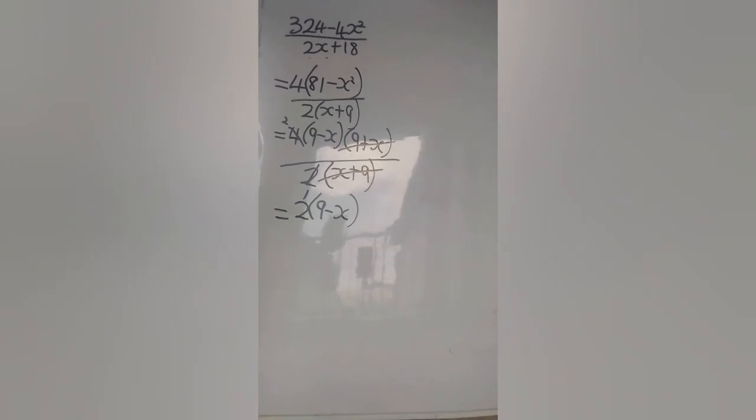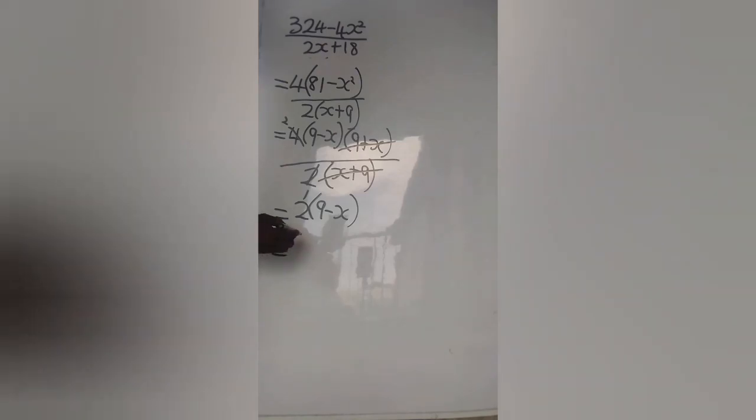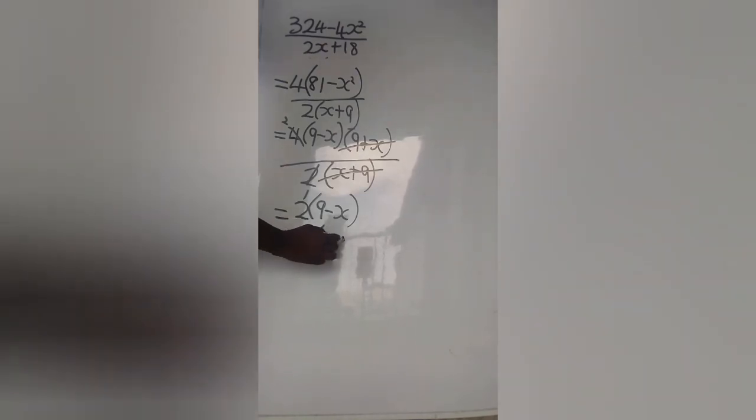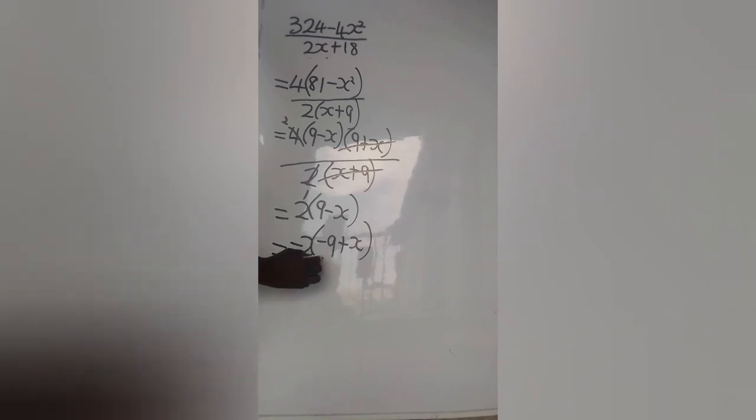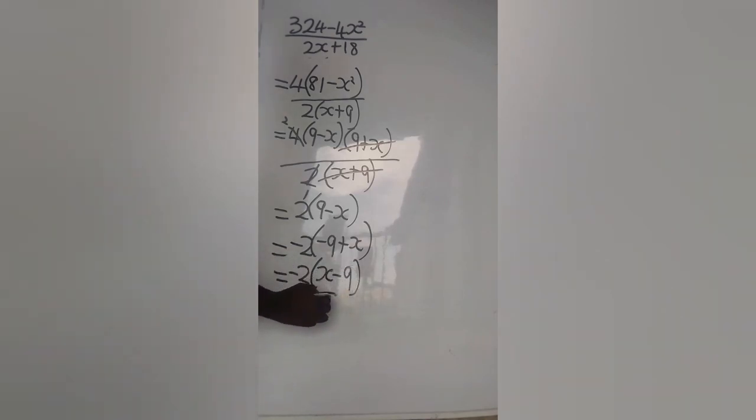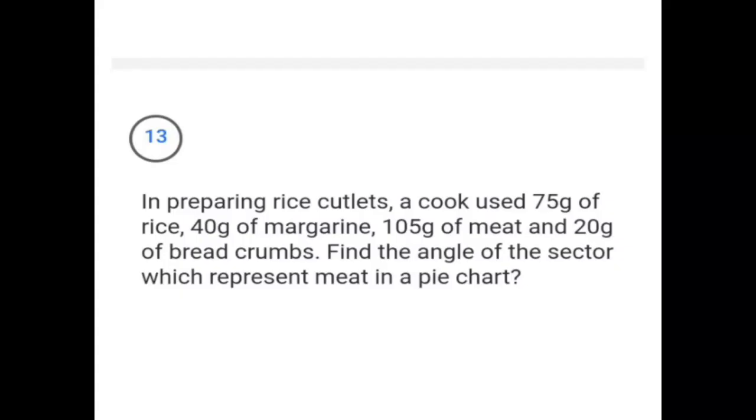This can be our answer, but since it's not in the options, we simplify it in a way that we get the answer in the options. We multiply through with minus 1 to get minus 2 bracket minus 9 plus x. When we rearrange it, our answer will now be minus 2 bracket x minus 9. This is our answer.